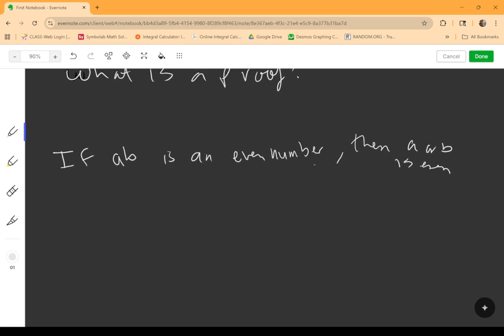Now, one thing that's not considered a valid proof is, let's say you said, what if AB is 12? And I can write 12 as 4 times 3. And now I have 4 times 3, one of those is even, I'm done. This is not a valid proof. This is an example of my implication where it is true, but it does not constitute a proof. This form of argument is not a valid proof.